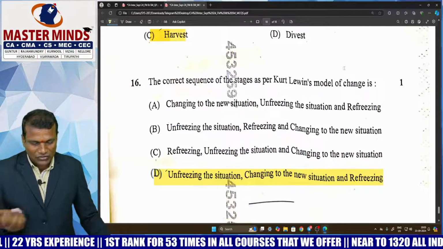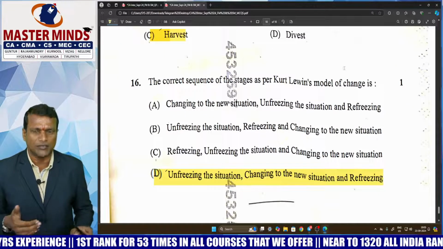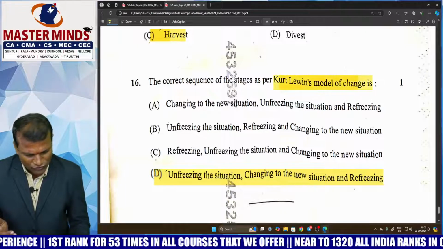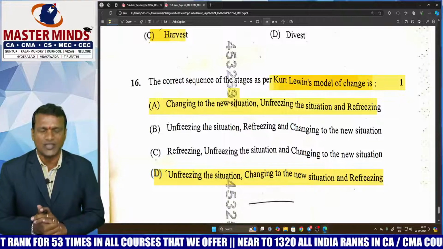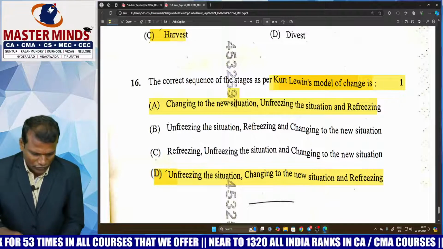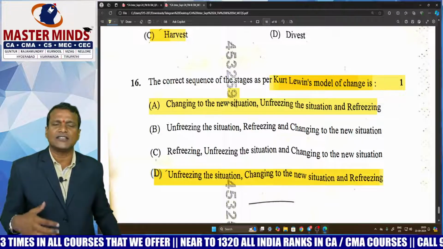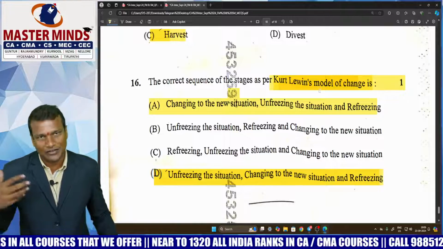Now come to the 16th question. Damn easy question, right? Kurt Lewin's model of change. What is the order of the 3 activities as per Kurt Lewin's model of change? Of course, option would be option D, first unfreezing, thereafter changing to new situation and refreezing.